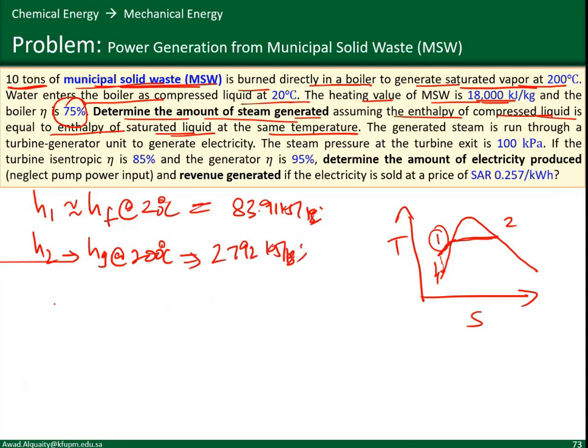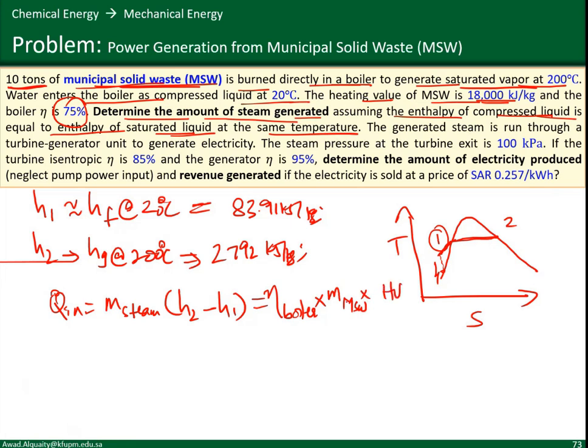Now, when we look at the boiler, the heat input within the boiler is equal to the mass of steam, or the mass of water, both of which are exactly the same, times the enthalpy change within the boiler, which is h2 minus h1. This is the enthalpy change within the boiler. And this exactly should be equal to the boiler efficiency times the mass of municipal solid waste that we were burning, times its heating value.